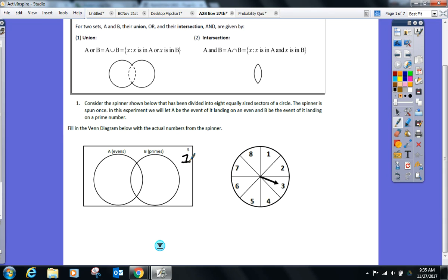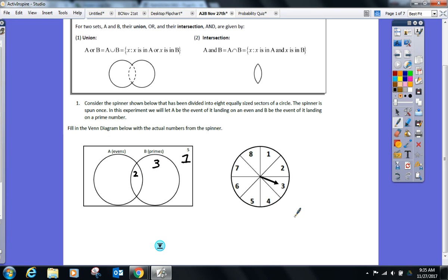All right, you guys can take it from here. Where should 2 go? Remember I said 2 is the first prime number you encounter. It's even and it's prime, so it should go in my intersection. 3. Where's 3 going to go? Should go in my primes, yep.